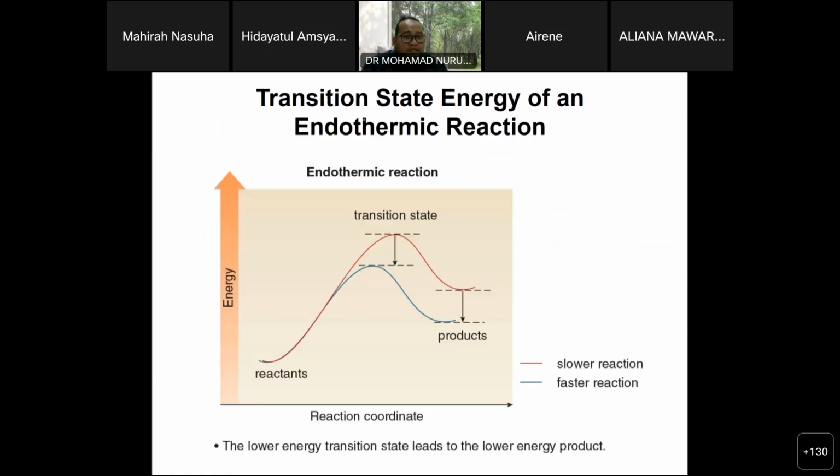So for the transition state energy of endothermic reactions, we can see here, if you remember chapter 6, the rate of reaction depends on the activation energy. If you have lower activation energy, the reaction becomes faster.